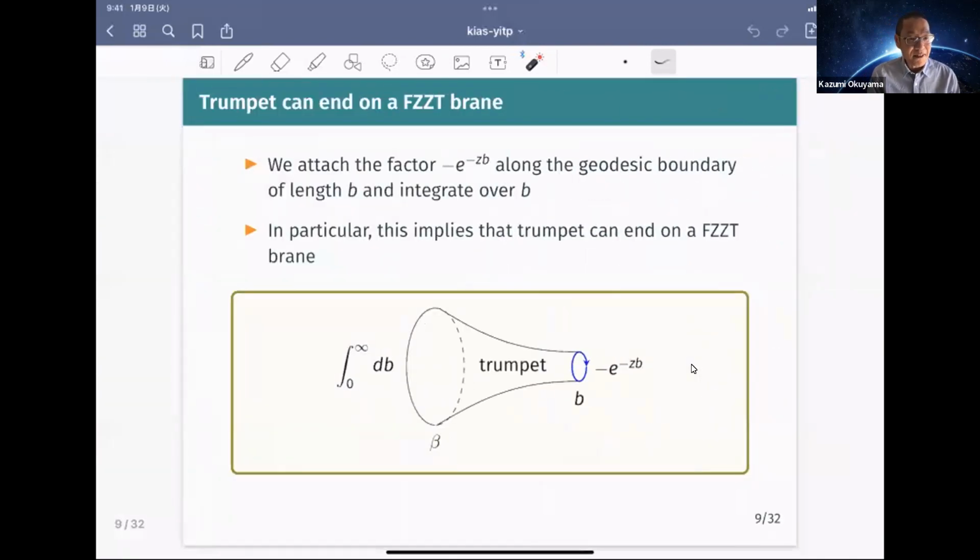Our prescription is stated as follows. We attach this exponential factor along the geodesic boundary of length b, and we integrate over b at the end of the calculation. In particular, this rule implies that the trumpet can end on an FZZT brane like this. Here, this is a brane. This beta is the asymptotic length of the boundary of the asymptotically anti-de Sitter spacetime. And we integrate over the length of the geodesic boundary of the trumpet.